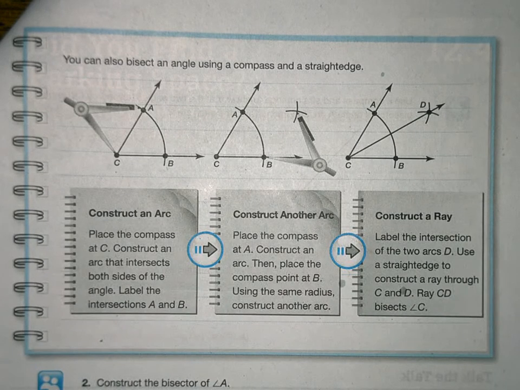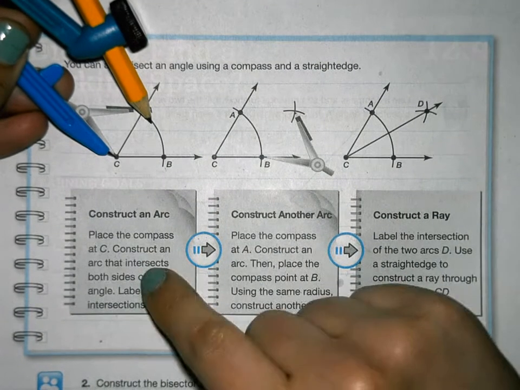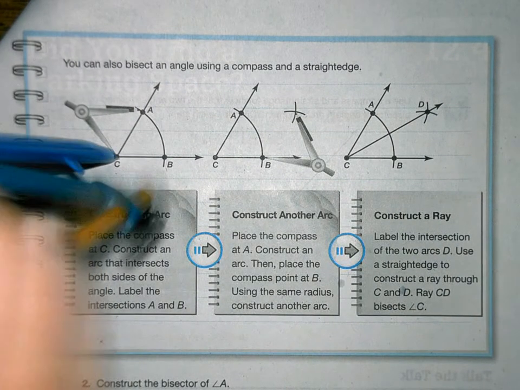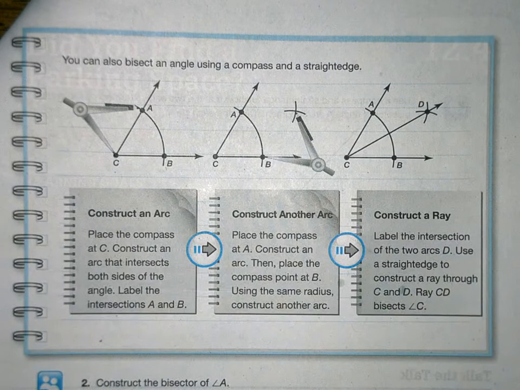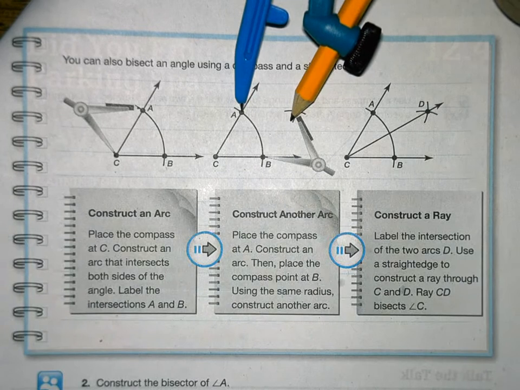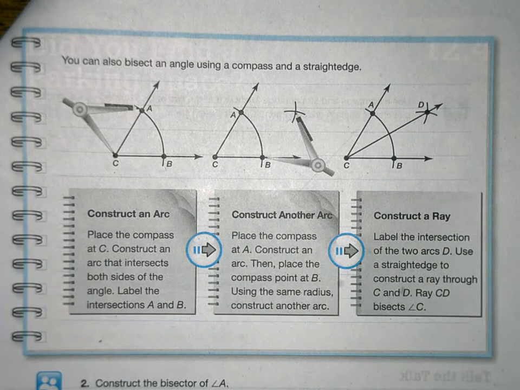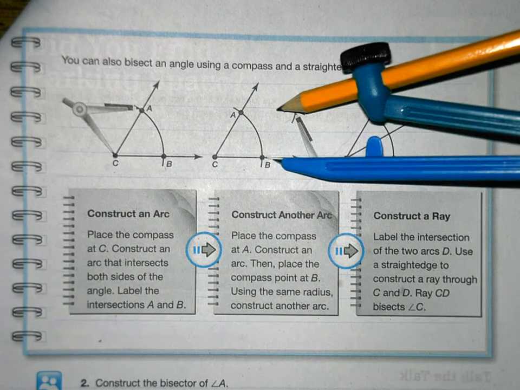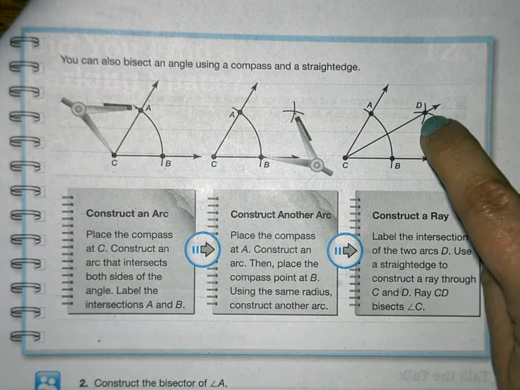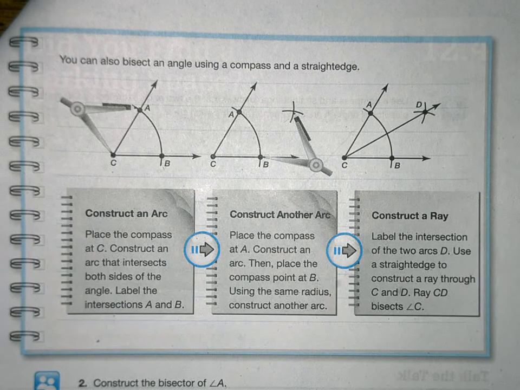So to bisect an angle using a compass and a straight edge, you're going to take your compass and place it at point C, and then you're going to construct an arc that intersects both sides of the angle. We're going to label the points of intersection A and B. Then we're going to place our compass at point A, and construct a second arc. You can even leave your compass the same measure. Then you're going to construct the same arc from B, so make sure your compass does not move. That point of intersection, we're going to call it D. When you draw a line through it, it constructs a bisector straight through your angle.